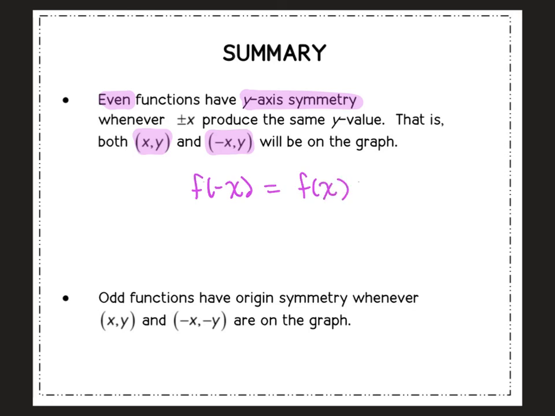Okay? Then we can go down to our odd functions down here, and we know that odd functions have origin symmetry. And also, if you're plugging in x, you get y, and then you'll have the opposites. Negative x will give you negative y. And the way you can think of that is that if you're finding f of negative x, it's going to become the exact opposite, so negative f of x. All of your terms will be opposite.